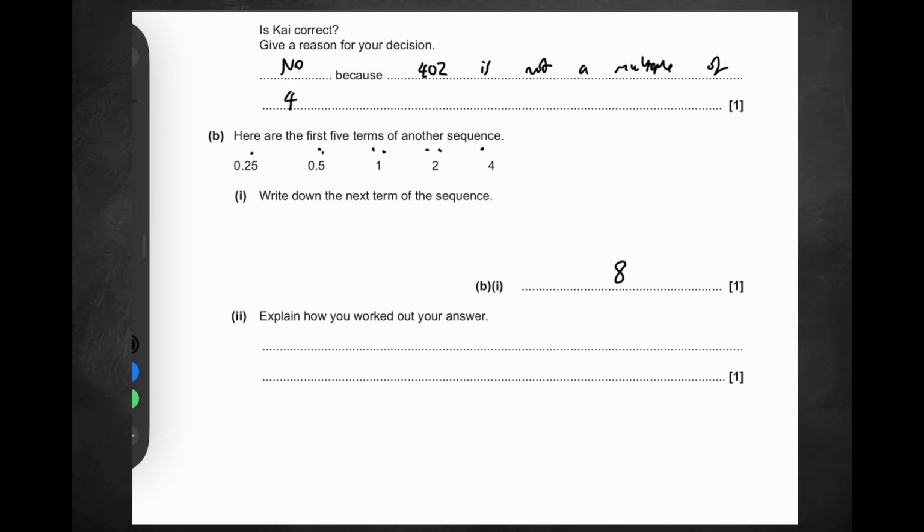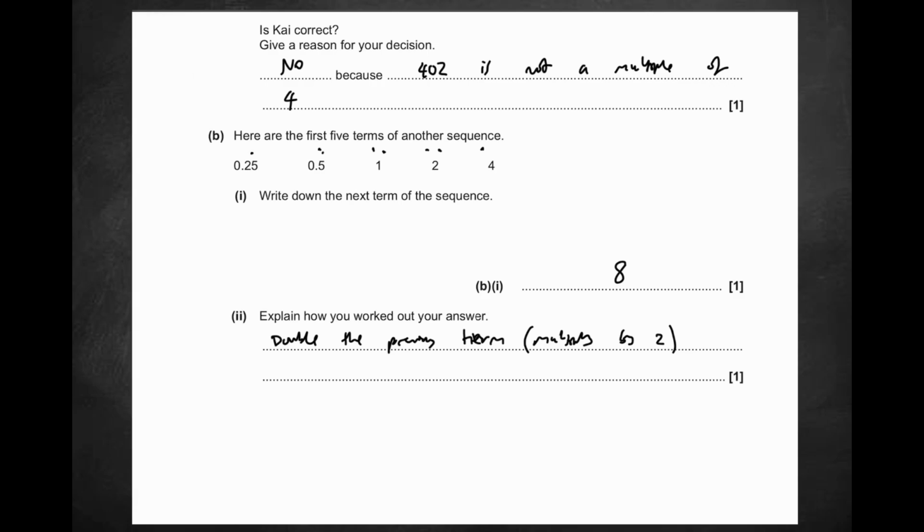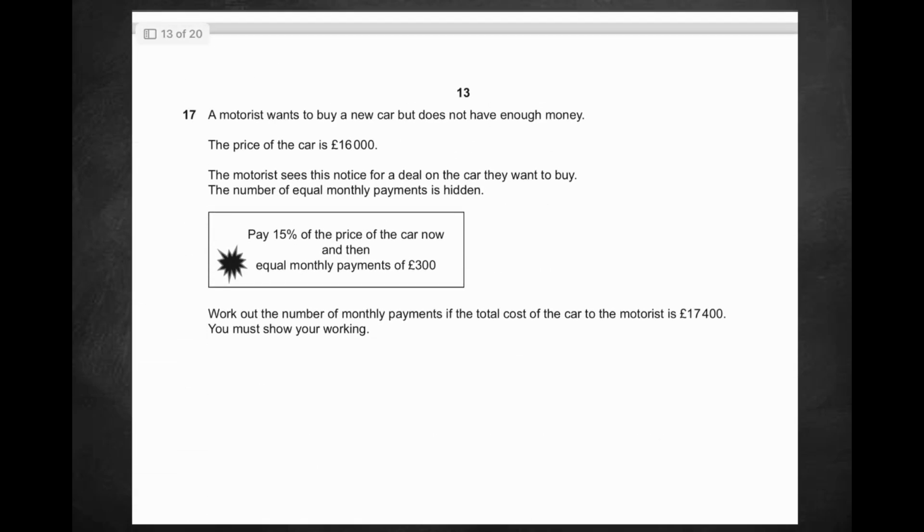Explain how you worked out your answer. Double the previous term. I'll just put in brackets, multiply by 2. That's our answer.